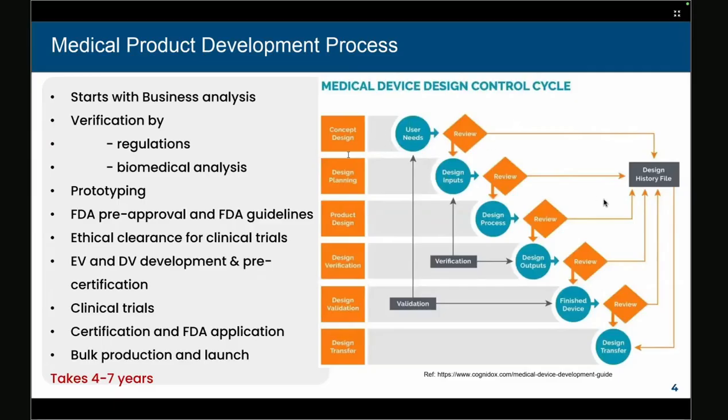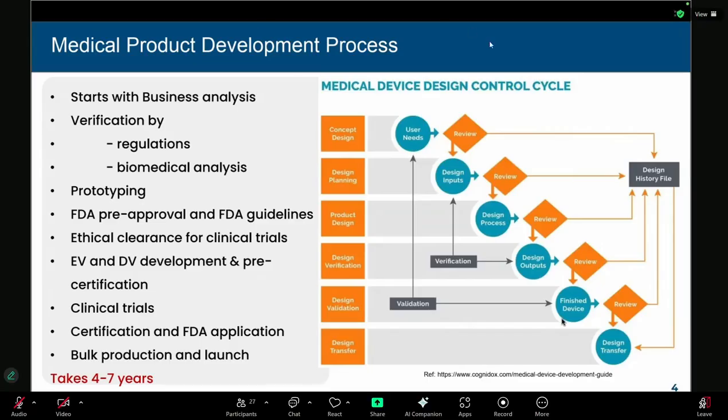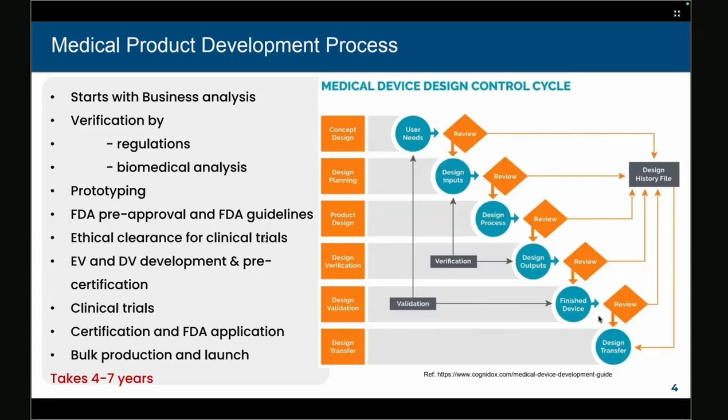But on the right side of the diagram, what you can see is that we normally come with a concept design where we are considering user needs. If it is a thermometer, the user need is to read the temperature correctly. That's the only need. And finally, at design validation, you have to validate with multiple patients, multiple ages, multiple skin types, multiple temperatures, multiple fever levels, and multiple skin colors, so that all these categorized patients' temperatures are read properly. That's called validation.